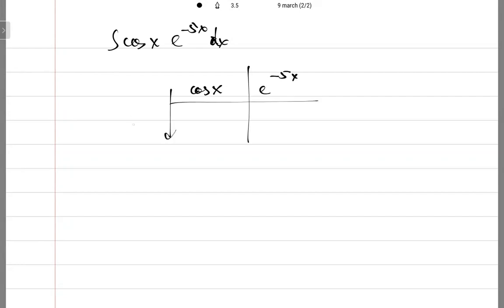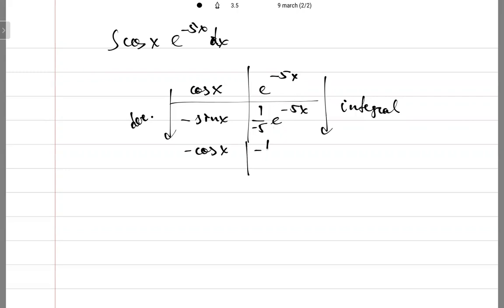So here I will calculate the derivative, or in the right column, I will calculate the integral. So it will be the derivative of cosine, it's minus sine. And I have minus 1/5 exponent minus 5x. Then I see that it is minus cosine of x, and minus 1/5 squared exponent minus 5x. I see that the process will never reach 0. So obviously, when I take the derivative of cosine, it will never reach 0.